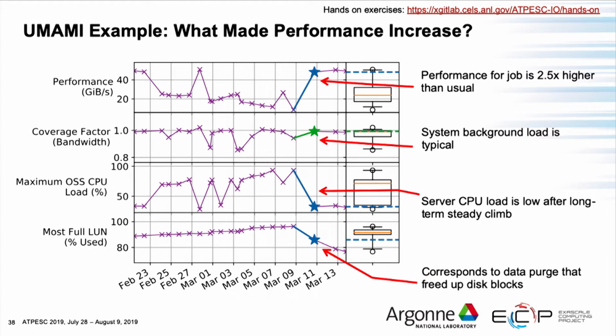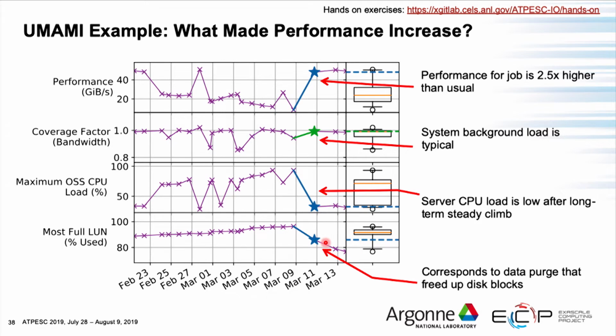So we made an UMAMI diagram of this, and what we found was that, on the day when the performance was awesome, which is up here, the contention on the file system wasn't particularly low. It was within the interquartile range of all the past runs that we've done. But the CPU load on the Lustre servers was abnormally low. And then the question is, well, why was it high in the first place? And then we looked at the fullness of the Lustre file system, and it turns out that the fullness dropped precipitously at the same time that our performance skyrocketed.